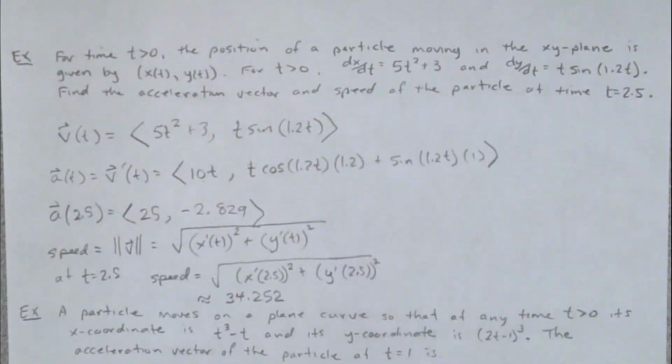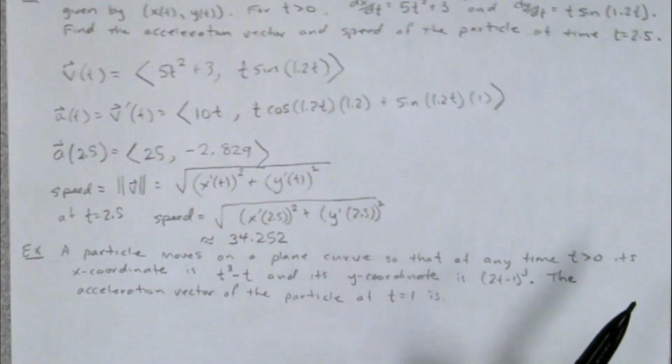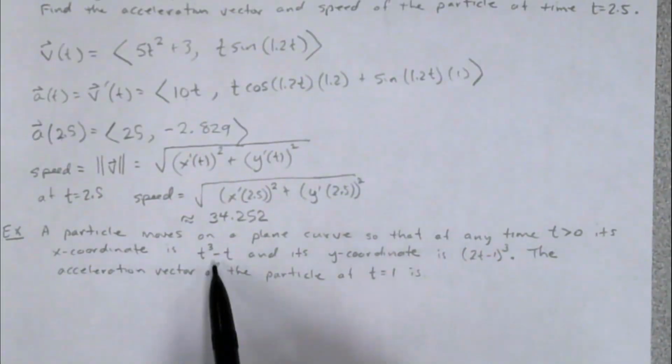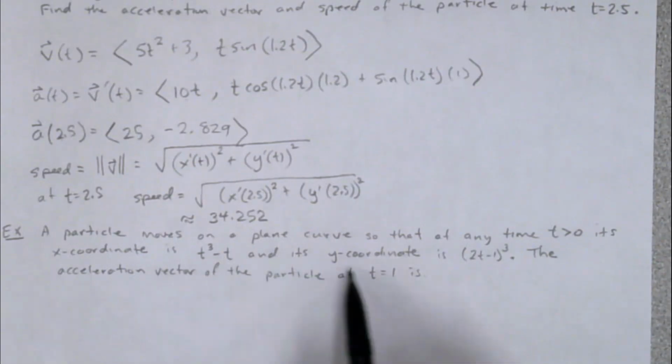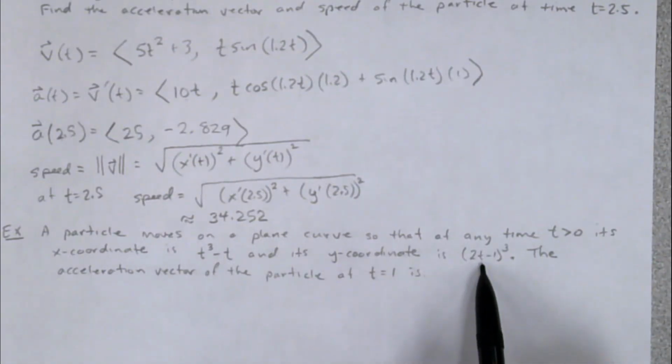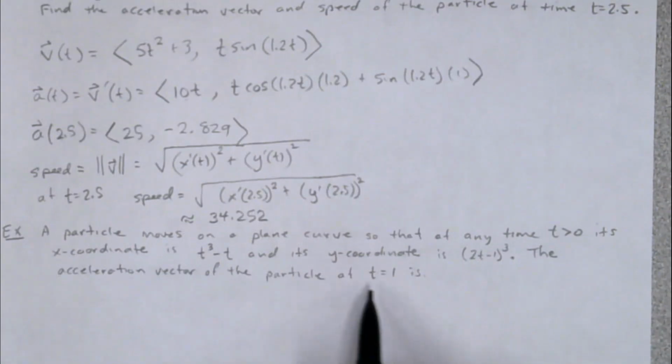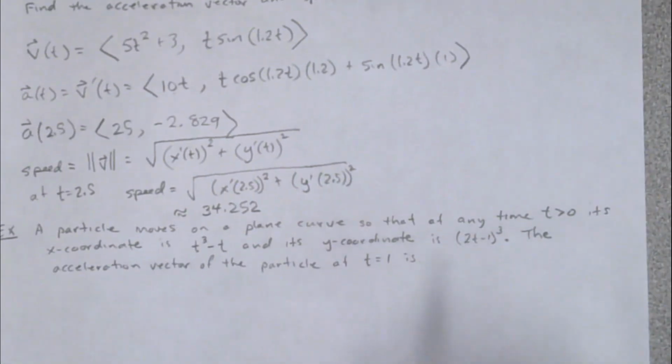Here's another problem right here. I'm going to move it up here so you can see it. A particle moves on a plane curve so that at any time t greater than 0, its x-coordinate is t cubed minus t, and its y-coordinate is the quantity 2t minus 1 cubed. The acceleration vector of the particle at t equals 1 is what?